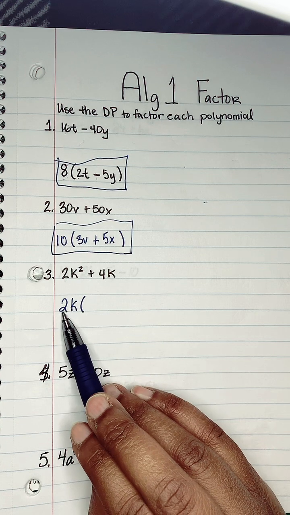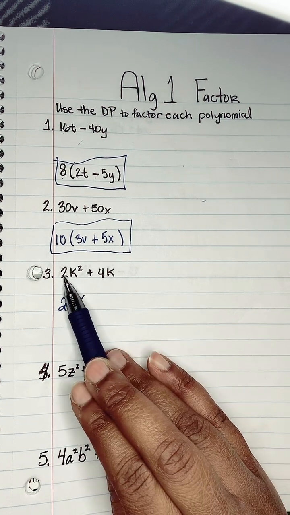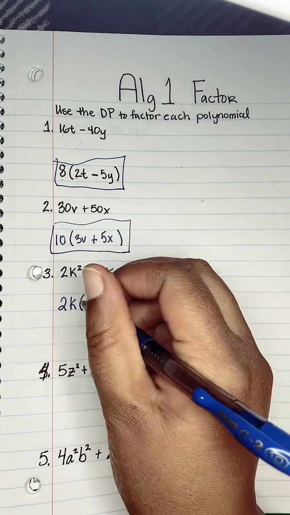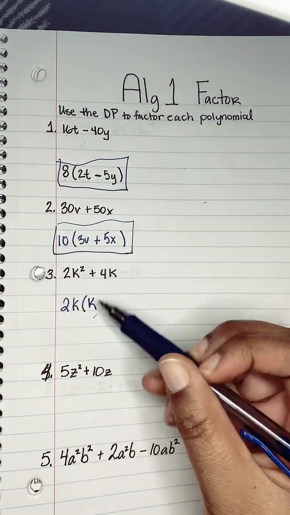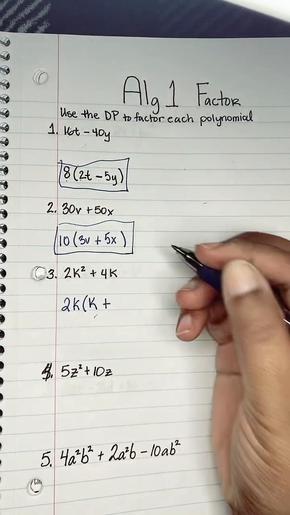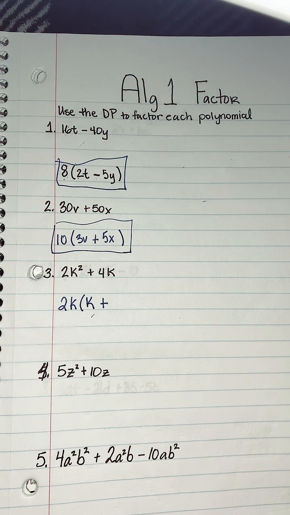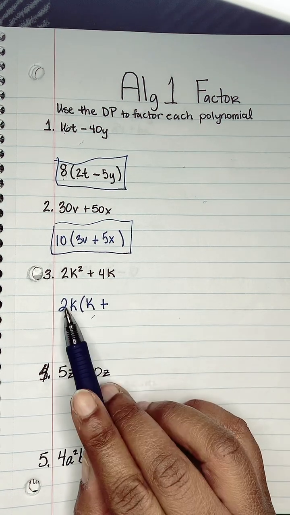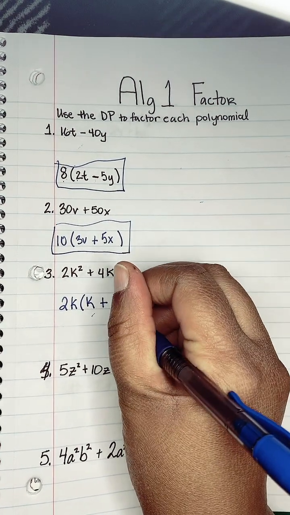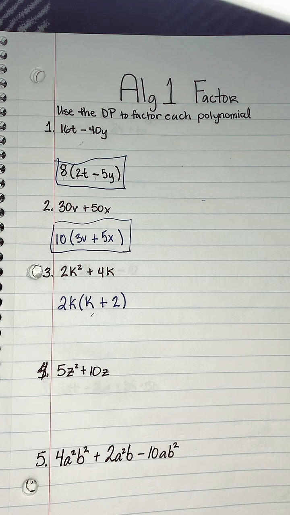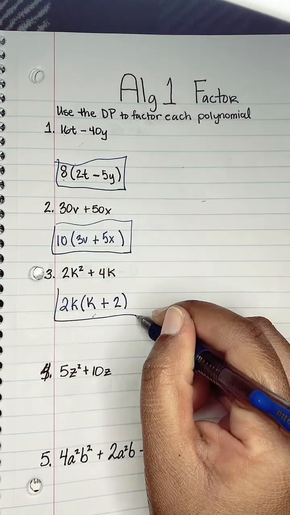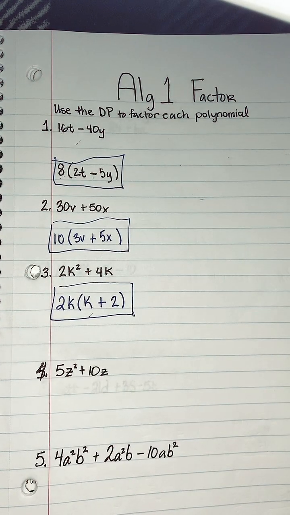So now we ask ourselves 2k times what can give us 2k squared? Well, we already have the 2 and we already have 1k, so we just need one more k in order to make it a k squared, okay? Plus 4. 2 times what can give us 4? Well, 2 times 2 can give us 4. And then remember we have 2k times 4 gives us 4k. So this is our answer.